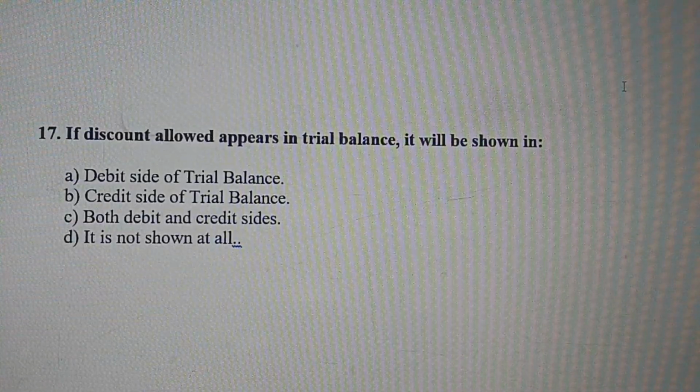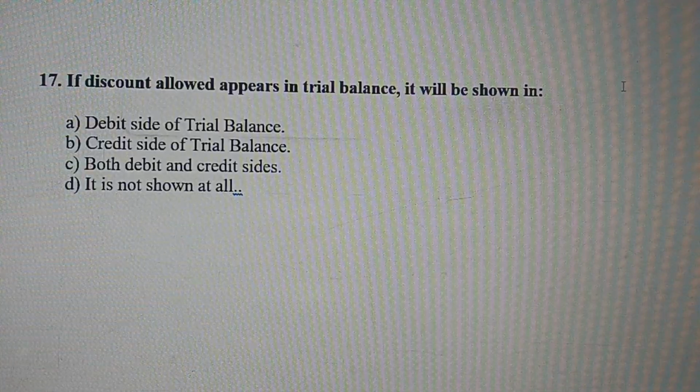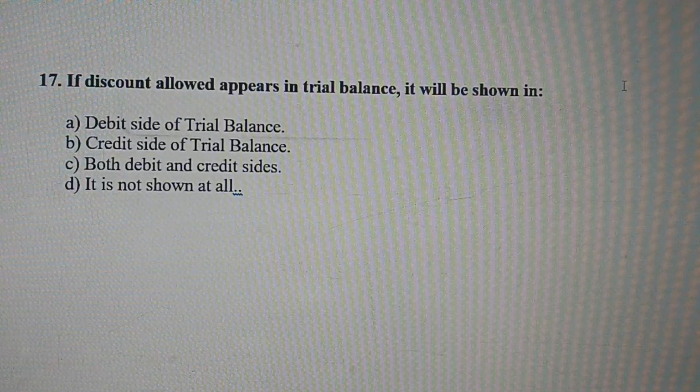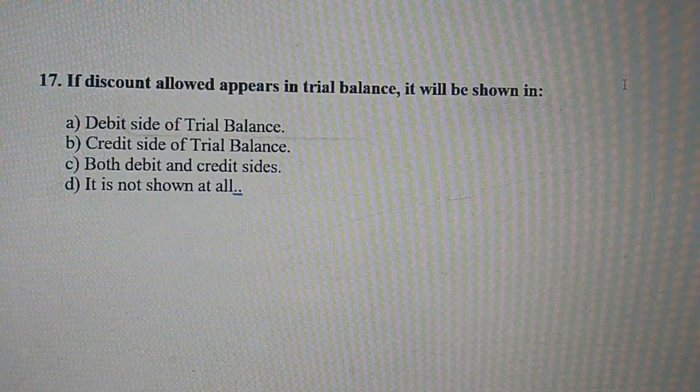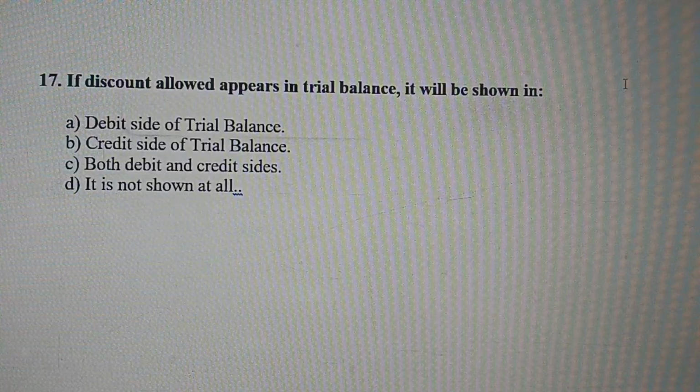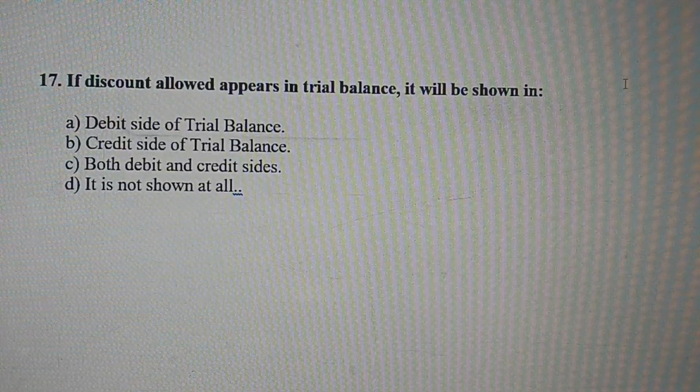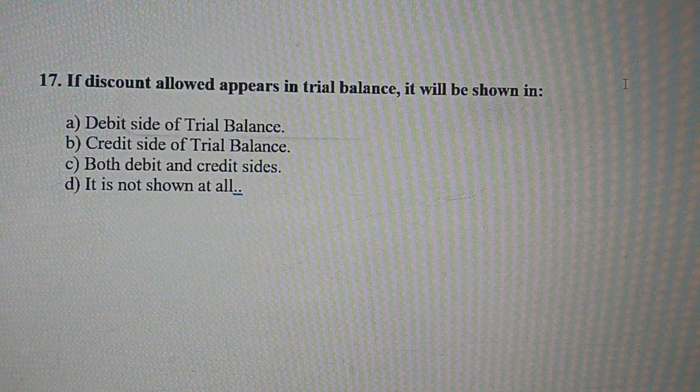The next question. If discount allowed appears in trial balance, it will be shown in debit side of trial balance, credit side of trial balance, both debit and credit sides, it is not shown at all.